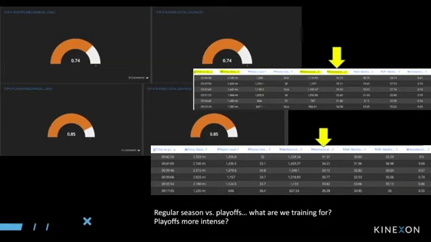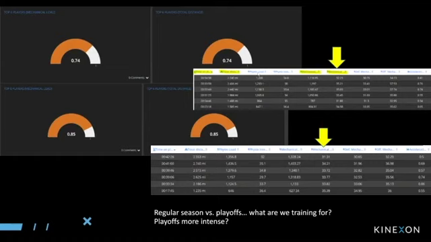The game means a lot more. Every possession means a lot more. But in terms of intensity, how fast you're moving, the mechanical load divided by minutes, so the number of accelerations and decelerations per minute, feet per minute, all those numbers actually go down. So our mechanical load in the playoffs actually slows down.